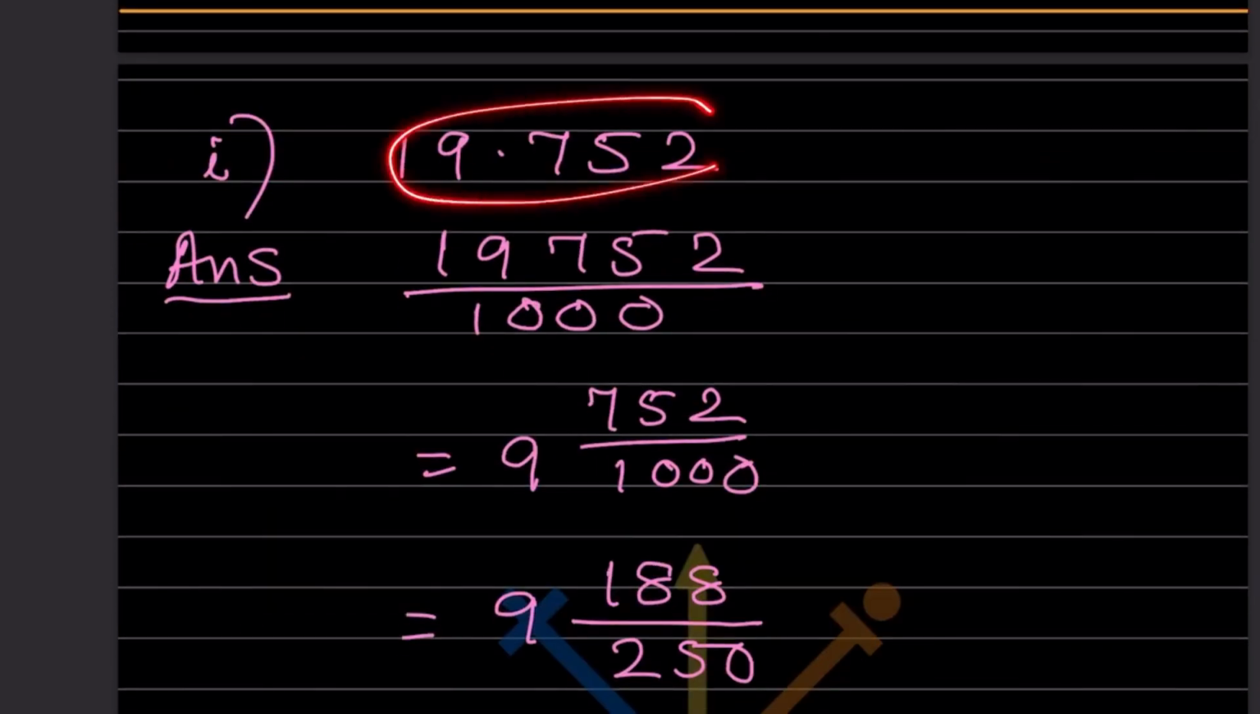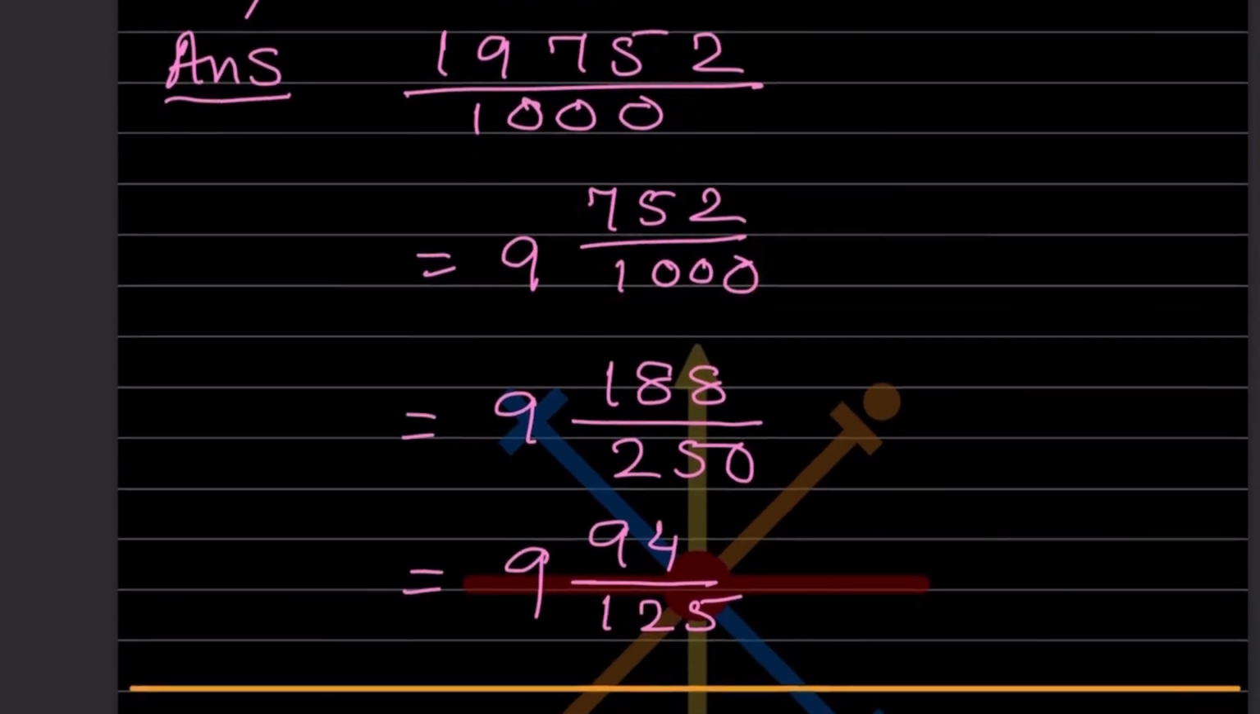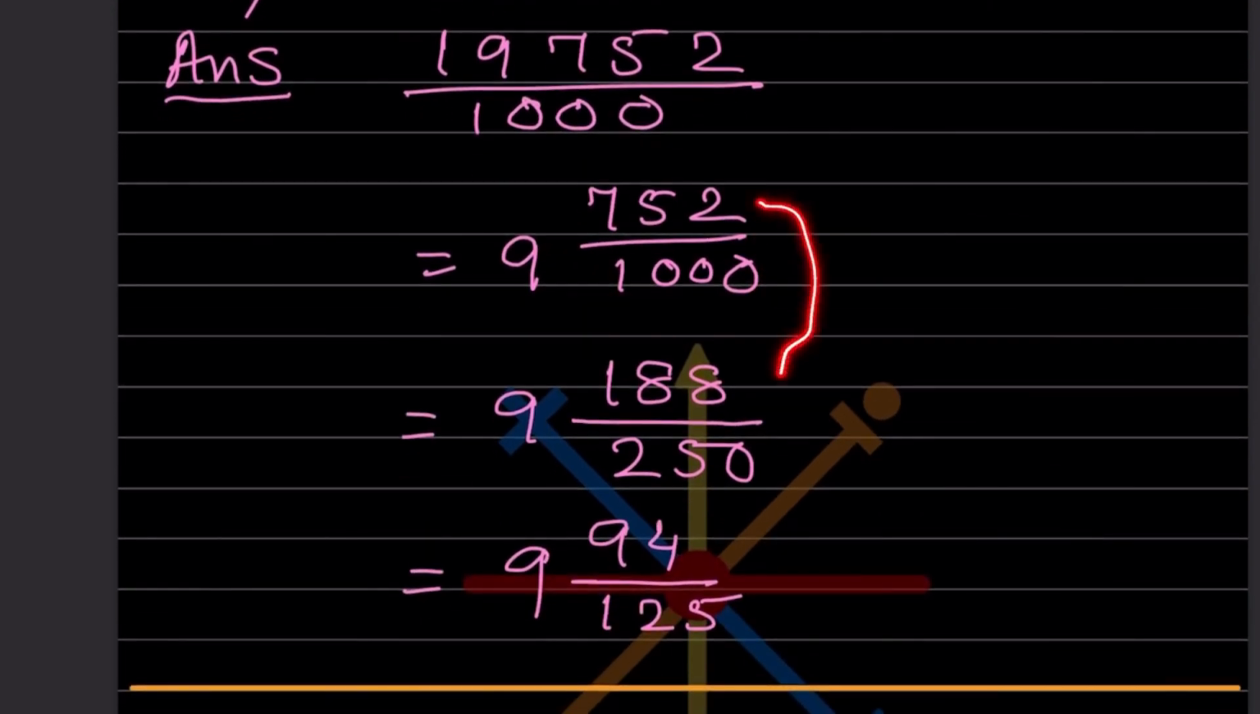Now again this one, how many numbers are here after the decimal? 3, so you are going to put 3 zeros here. You divide and see here, this can be simplified further. When you divide this one by 4, you get this number. Again when you divide this one by 2, you get this number and this number cannot be simplified further. Why did I do this one?